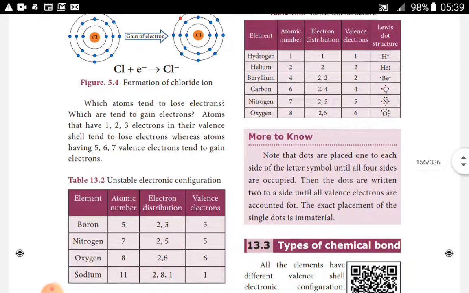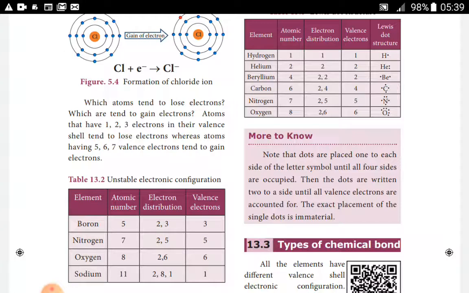And as said in the more to know, note that dots are placed one to each side of the letter symbol until all 4 sides are occupied. Then the dots are written 2 to a side until all valence electrons are accounted for. The exact placement of a single dot is immaterial. So the single dot can be placed anywhere; we can place the valence electrons around the symbol of the element.